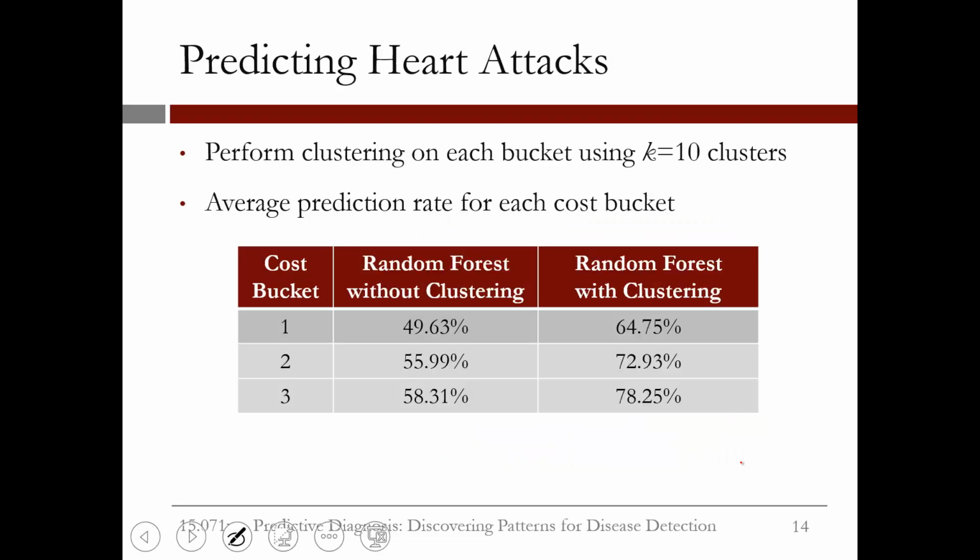Let us now discuss the performance of the clustering methods. We perform clustering on each bucket using k equals 10 clusters. In the table, we record the average prediction rate of each cost bucket. We observe a very visible improvement when we use clustering, from 49% to 64%, from 56% to 73%, from 58% to 78%.